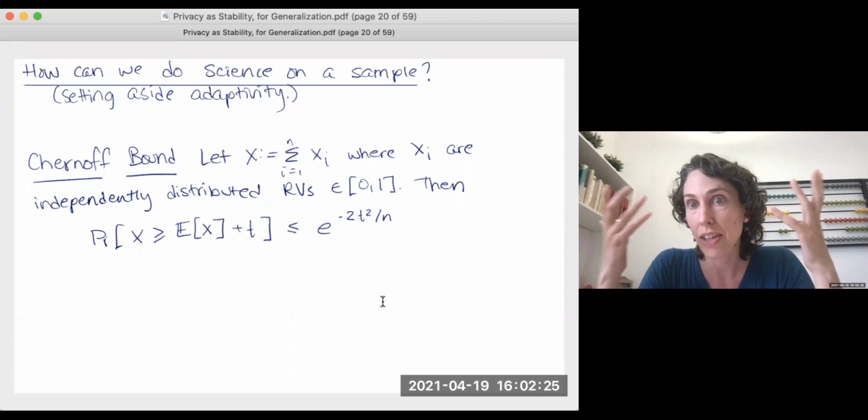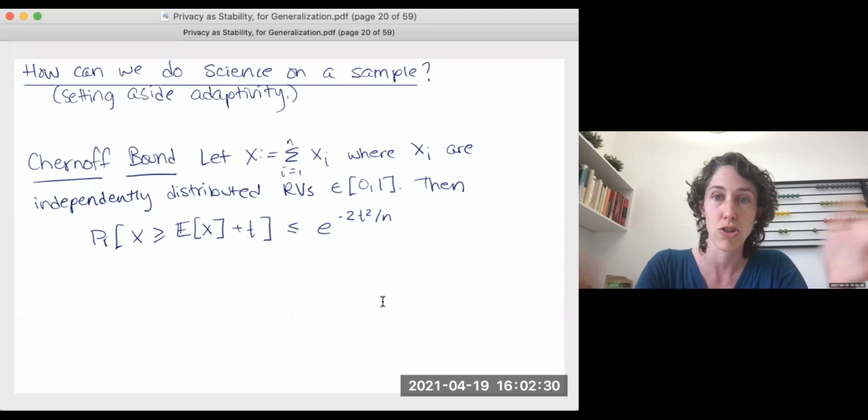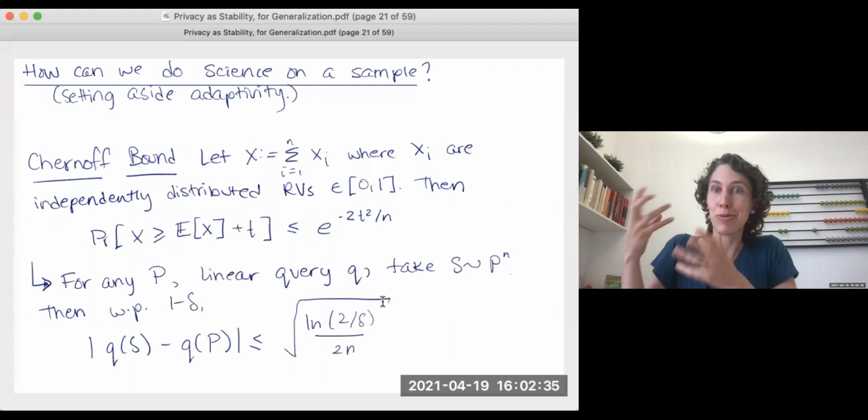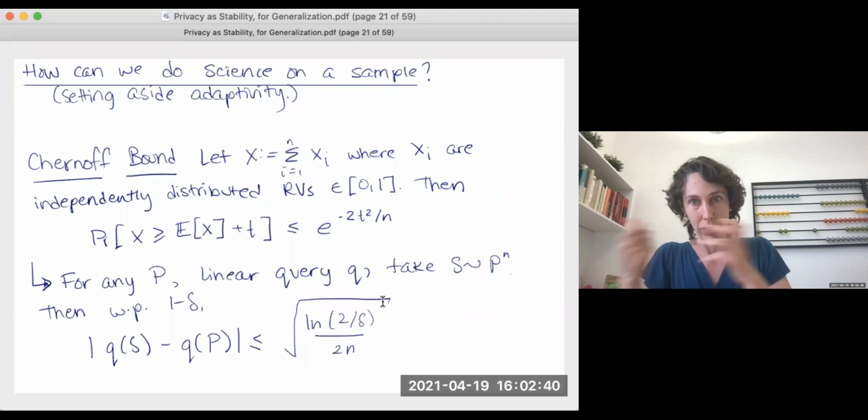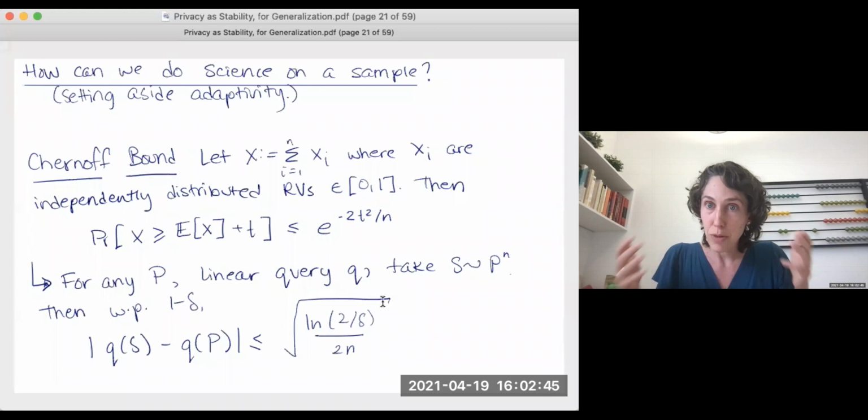Well, let's start with answering one question on a sample and try to understand why it has some relevance to the underlying distribution. Well, that's just a Chernoff bound, right? If I have access to a sample, then I know that if I issue one of these linear queries on the sample, with high probability the answer it gives is going to be very close to its answer on the underlying distribution. Just a simple Chernoff bound.